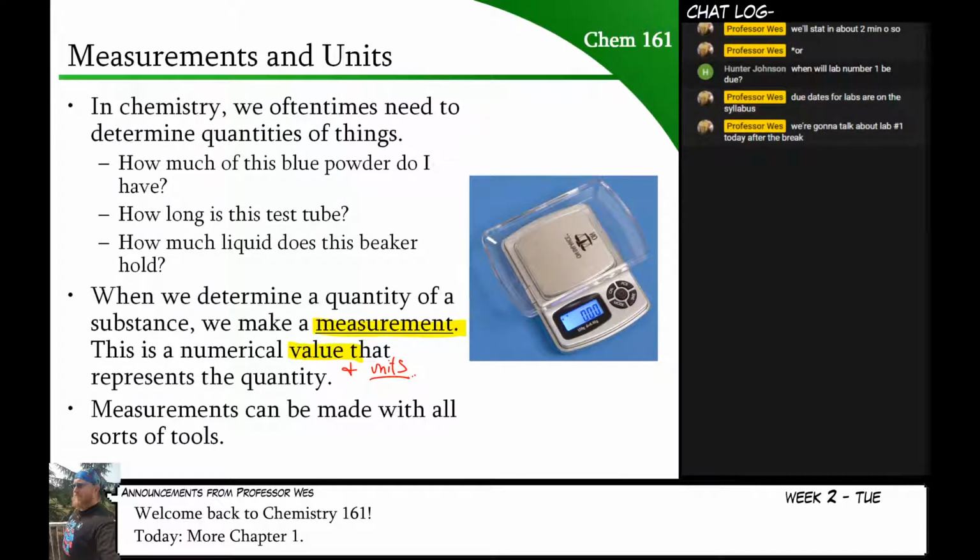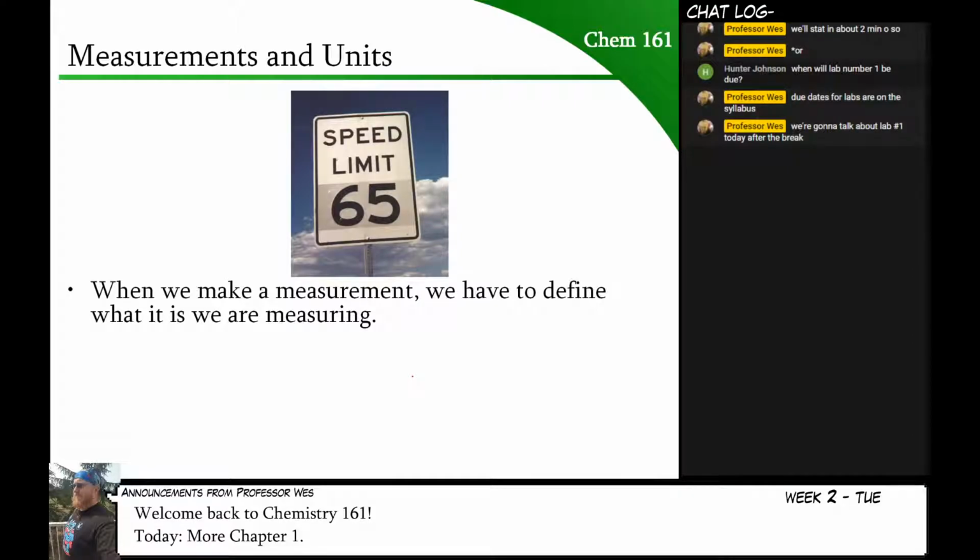We're going to be making measurements with all sorts of different tools, and their use and degree of flexibility and their amount of error that they introduce depends on the nature of the tool. So we're going to be discussing a lot of that today.